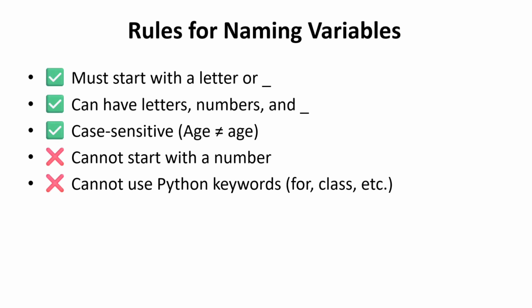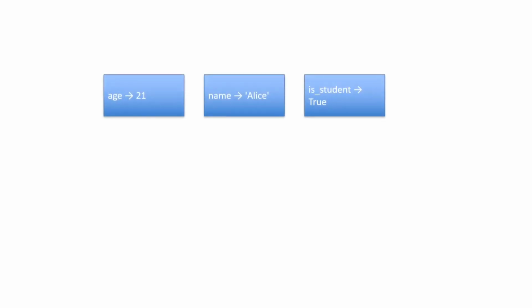The third rule is no spaces. Variable names cannot have spaces. Use an underscore instead, like my_variable. The fourth rule is that variables are case sensitive. For example, age with a small letter a is different from Age with a capital A, even though the letters are the same. Age and age are different variables.